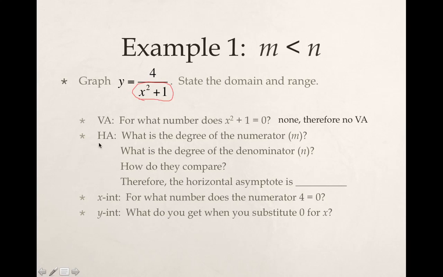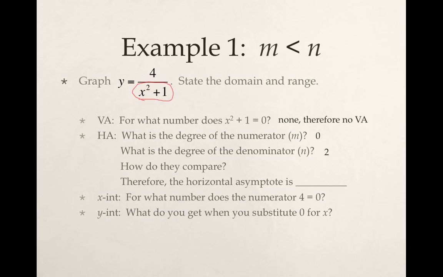For the horizontal asymptote, we want to look at the degrees. So what is the degree of our numerator? Okay, our numerator is just the number 4. So that makes this a constant polynomial, and constant polynomials have a degree of 0. Now what is the degree of our denominator? Well, here in our denominator, the highest exponent is a 2. So that makes the degree of our denominator 2.